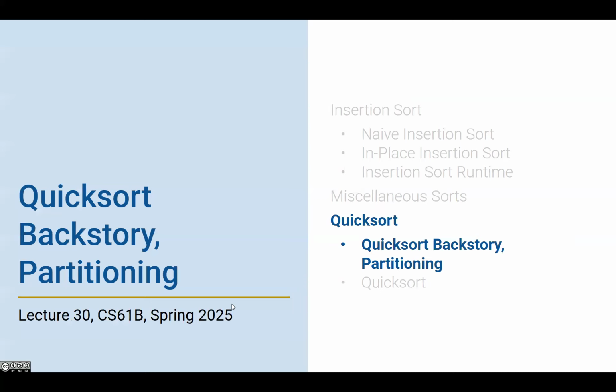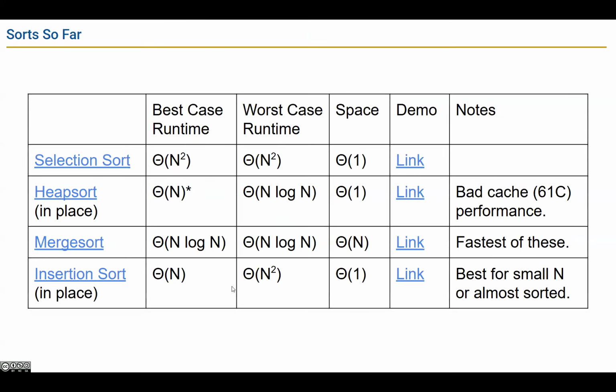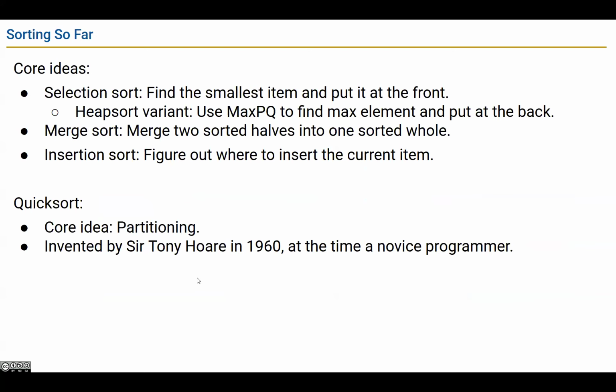Let's finish up today's lecture by going over a quick preview of the final sorting algorithm that we'll be discussing in this section. So far, here are the good sorts. I'm not including BOGO sort or bubble sort here because they are bad and you should never use them in practice. Here are the core ideas for them. Selection sort was finding the smallest item. Merge sort was merging 2 items. Insertion sort was finding the item's correct spot.